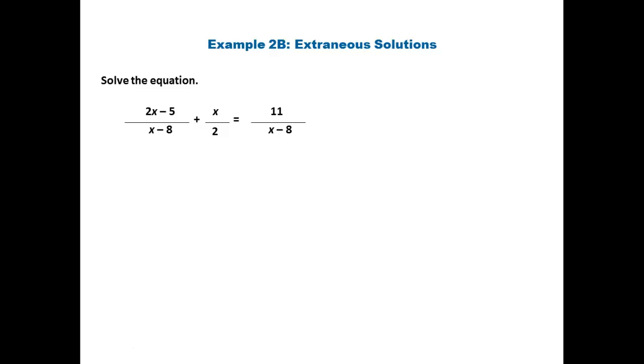Okay, our next one, find the LCD. Let's see, it looks like it's going to be 2 times x minus 8. So we're going to go through and multiply each term times 2 times x minus 8. Okay, so let's cross out the x minus 8's here and multiply by the 2. So 4x minus 10. The next one looks like the 2's cross out.